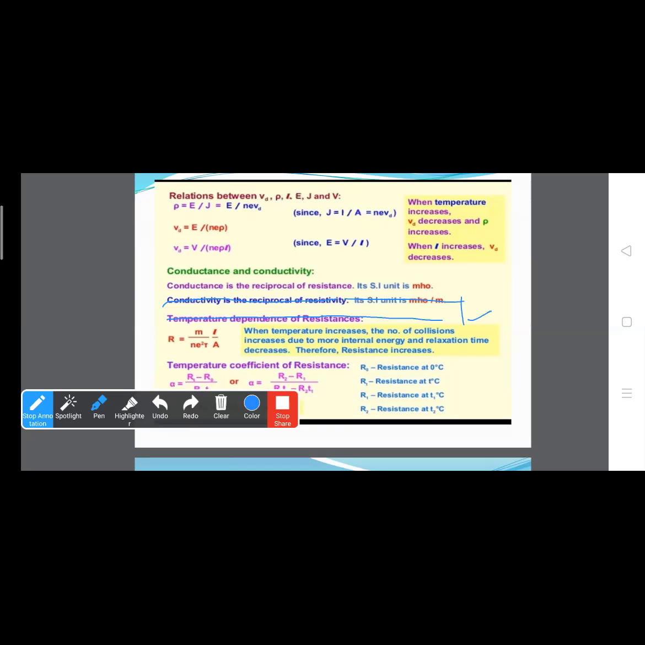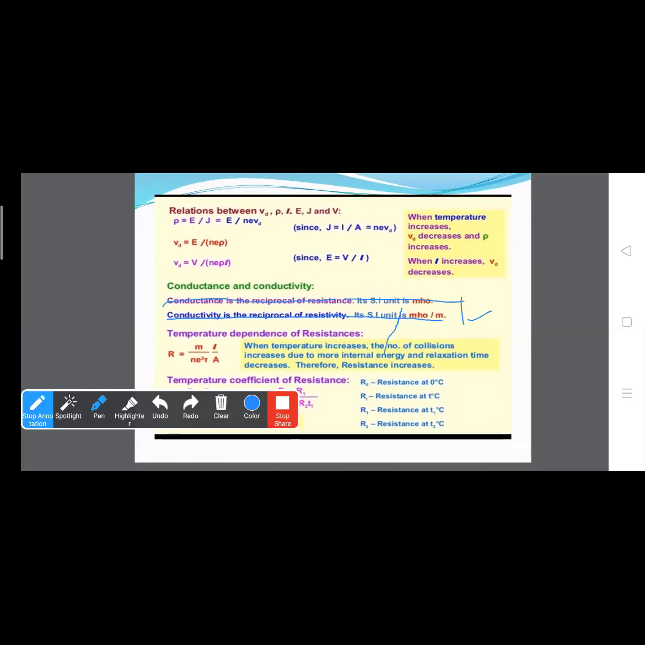So if relaxation time decreases, we already know that relaxation time is inversely proportional to resistance. So relaxation time decreases and resistance increases. So we can say if the temperature of the conductor increases, resistance also increases due to the decrease in relaxation time. Okay.